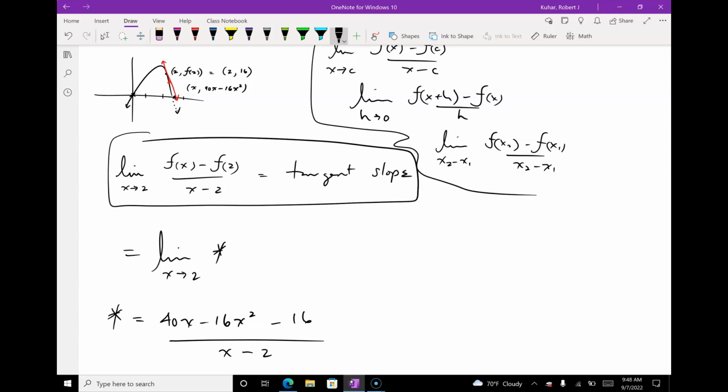0 over 0. So when I get a 0 over 0, I'm looking for that replacement function. What do you see I could do here? Yes, so I've got negative 16x squared plus 40x minus 16 over x minus 2. I could factor it, I could long divide, I can synthetic divide, get my replacement function, and it should match up to my prediction from part B. Exactly.